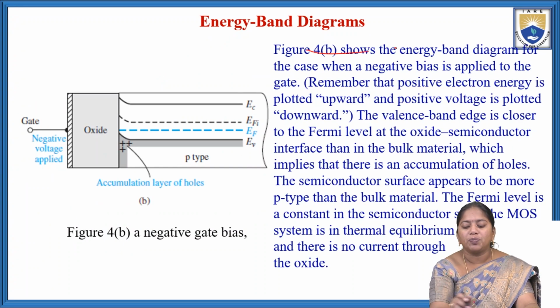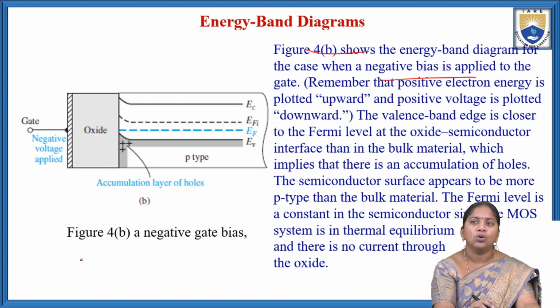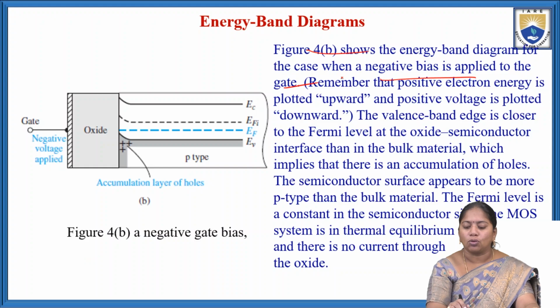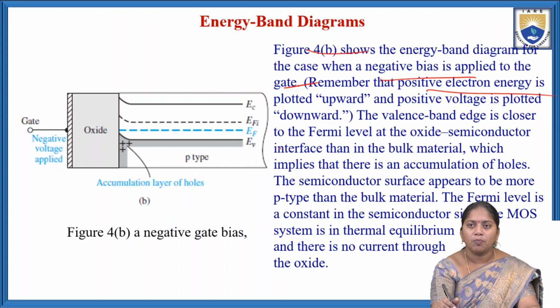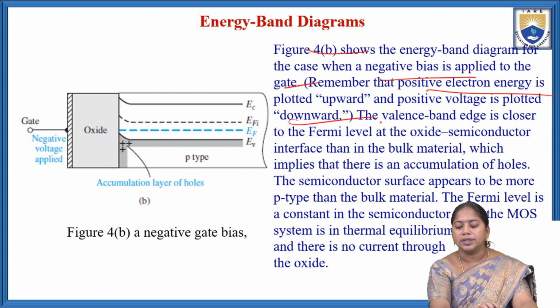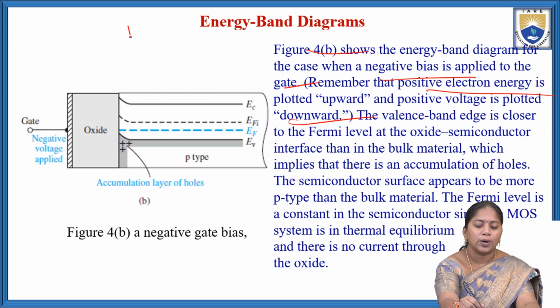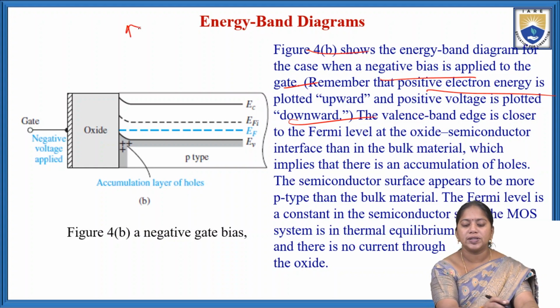Now Figure 4b shows the energy band diagram for the case when a negative bias is applied to the gate electrode. In the previous case, that was zero bias; now we are applying the negative bias. Remember that the positive electron energy is plotted upward and the positive voltage is plotted downward.